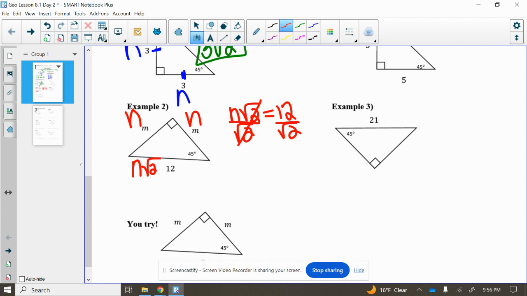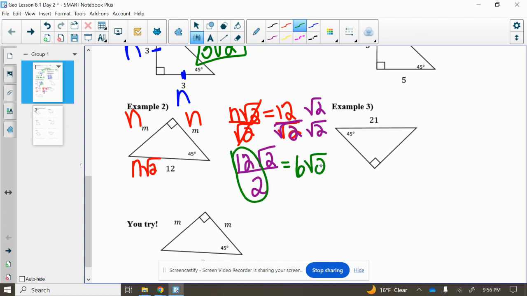Now, we do not like to leave our answer, again, with this division by the square root of 2 in the denominator. So going back to the algebra review we talked about a few days ago, you multiply top and bottom by the square root of 2, because now the denominator is just 2, and the numerator is 12 times the square root of 2. Last but not least, we are able to divide 12 by 2. So each of these two legs then would be 6 times the square root of 2.